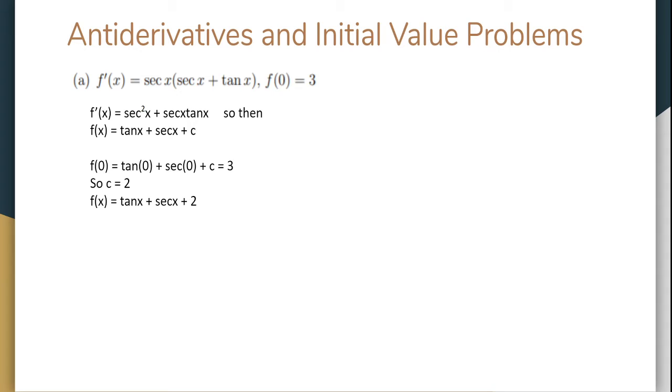So go ahead and plug in 0 into this function, and then I get f of 0 is going to be tangent 0 plus secant of 0. And tangent of 0 is going to be equal to 0, and secant of 0 is going to be 1. So I get 1 plus c is equal to 3. So that means that my c has to be equal to 2, so I can go ahead and finish my function.